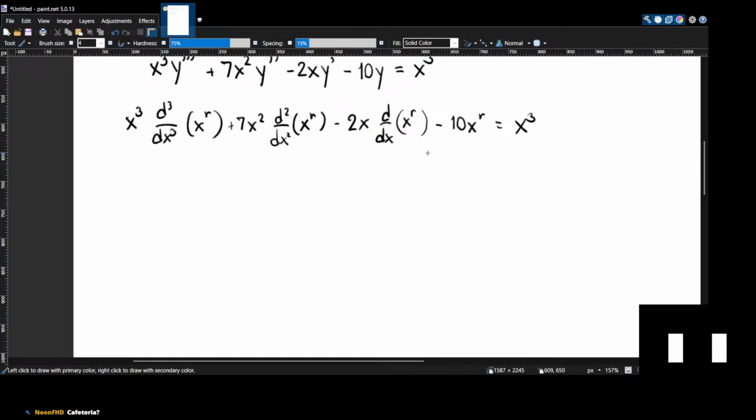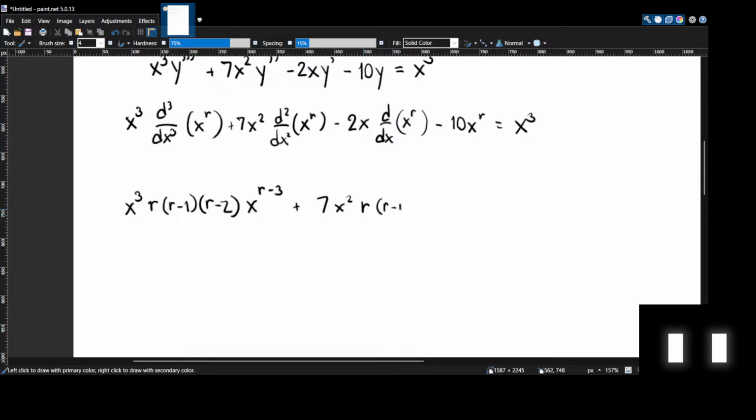Now how do we do this? I have to take the derivative, of course. The first derivative is going to give us r, the second derivative is going to give us r minus 1, and the third derivative is going to give us r minus 2, and then it's going to end up with x to the power of r minus 3. You add that, and then you're going to have 7x squared, and then you take the derivative twice, so you get r once, and then r minus 1, and this one is going to be x to the power of r minus 2.